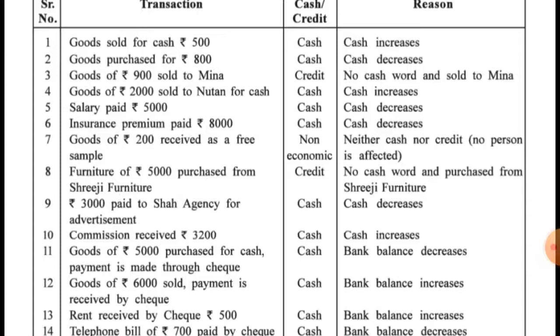Next one, insurance premium paid rupees 8000. Here also paid, that's why cash is decreased, it's a cash transaction, so the cash balance decreases. Next one, seventh, goods of rupees 200 received as a free sample.